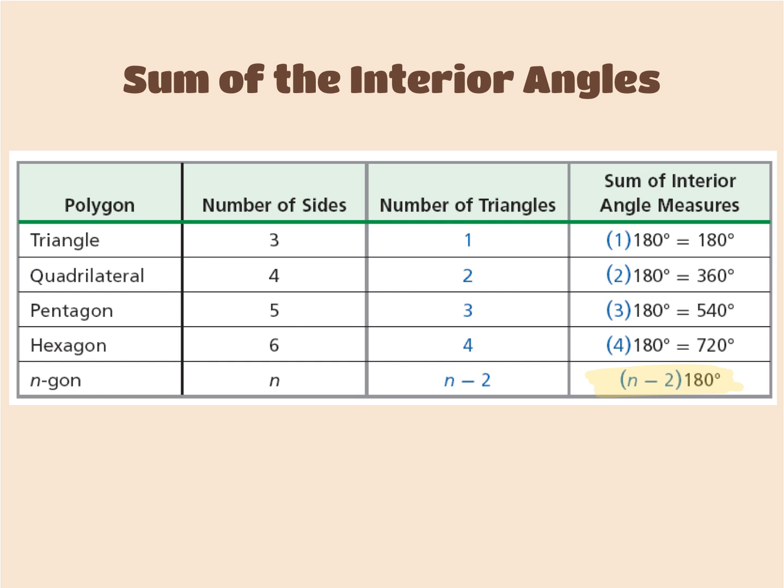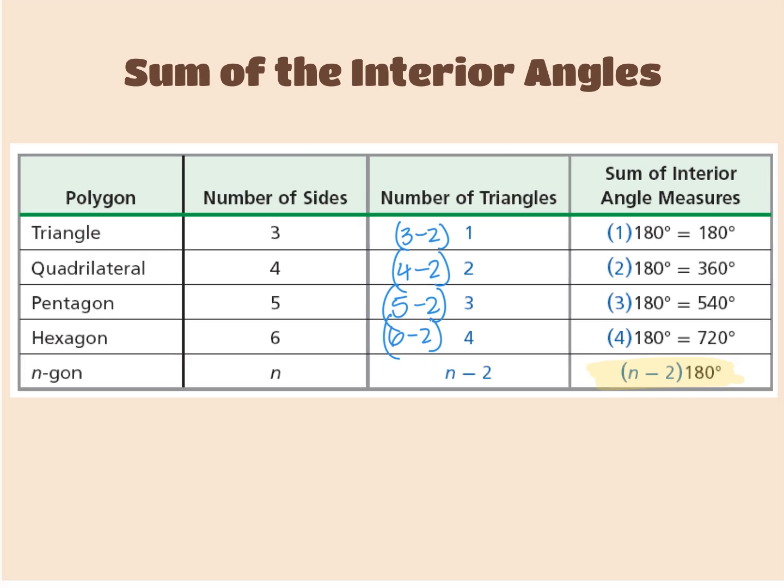When I'm looking at this, the number of sides is 3. I'm doing 3 minus 2, that's going to give me 1. 1 times 180 gives me 180. 4 minus 2 is going to give me 2. 2 times 180 gives me 360. For a pentagon, the number of sides is 5. Minus 2 is going to give me 3. 3 times 180 gives me 540. And hexagon, 6 minus 2 gives me 4. 4 times 180 is 720.